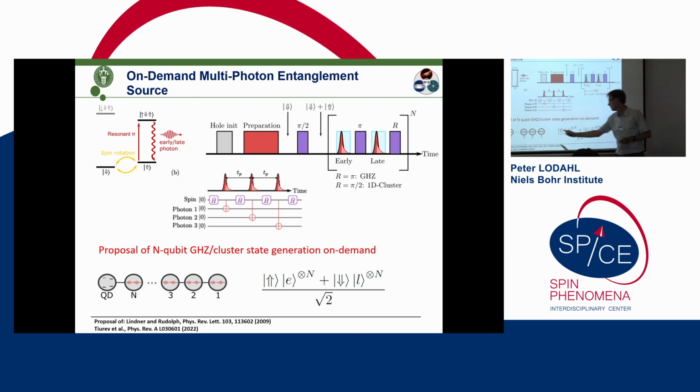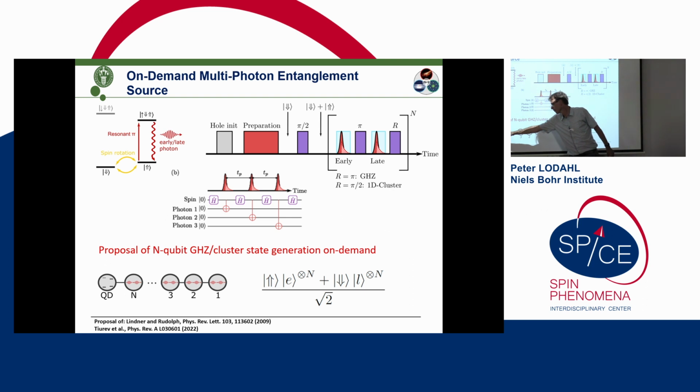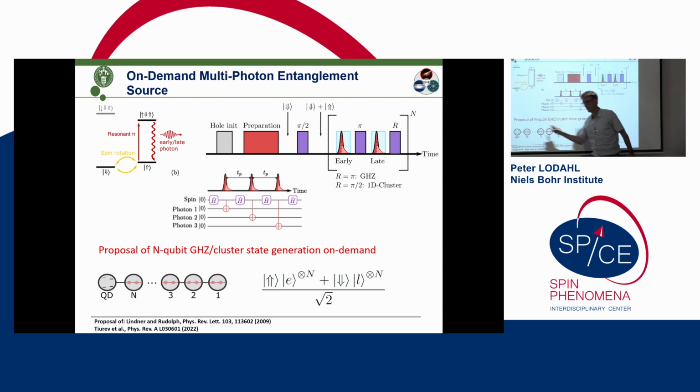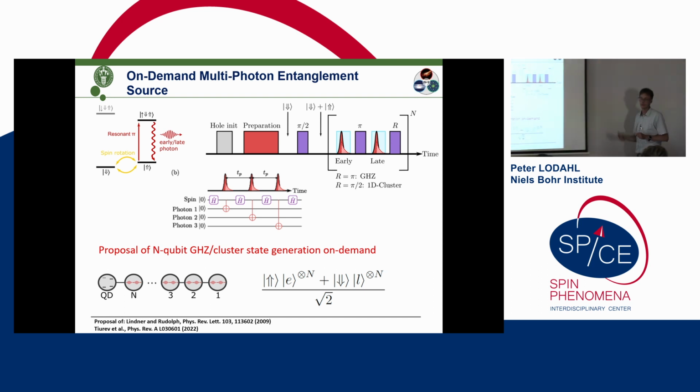If you do that, you're really ending up with a multiphoton entangled state, like what is shown here. So this is a GHZ state. The spin is pointing up, photon 1 is emitted in an early time bin, photon 2 as well, photon 3 as well, and so on. If the spin is down, all the emitted photons are in a late time bin. So this is a multiphoton entangled state, where the quantum dot spin is entangled with all the photons, but there's also entanglement in between the photons due to all these spin rotations that we are doing. And that's a GHZ state.